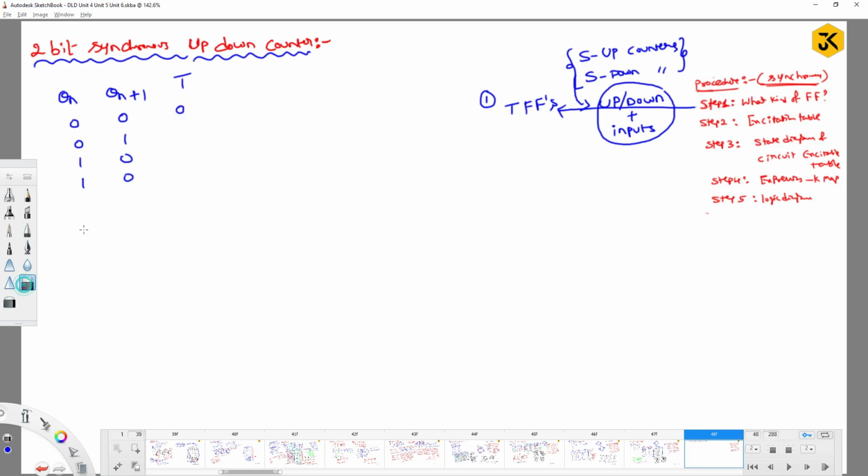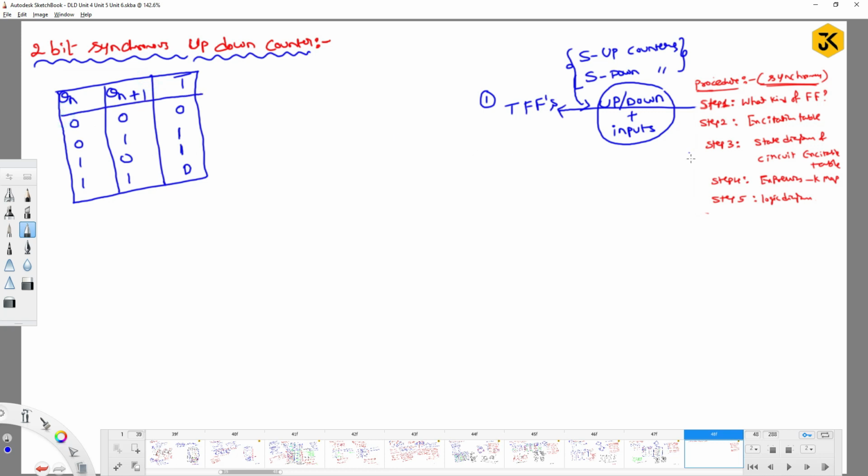And this will be the 1 1 case. 1 1 is not changed, so it is latch mode, so T is 0, and these two are toggle mode, so I call it 1. This is the corresponding excitation table for the T flip-flop. So this becomes step 2.